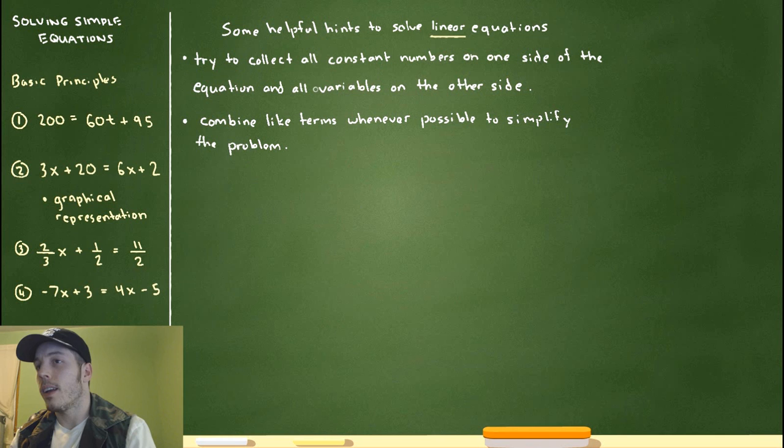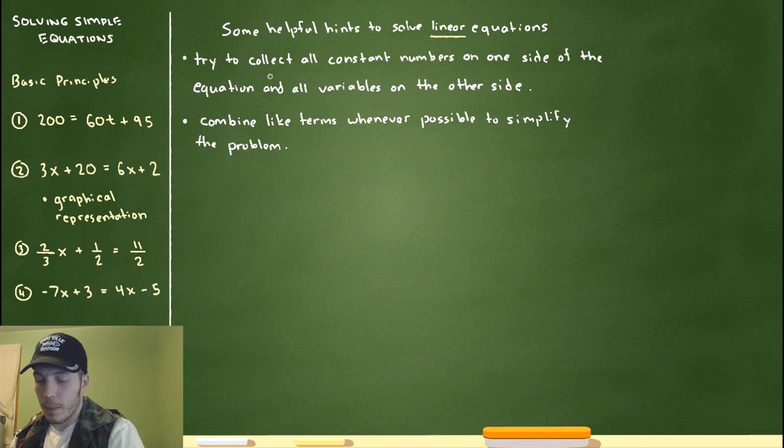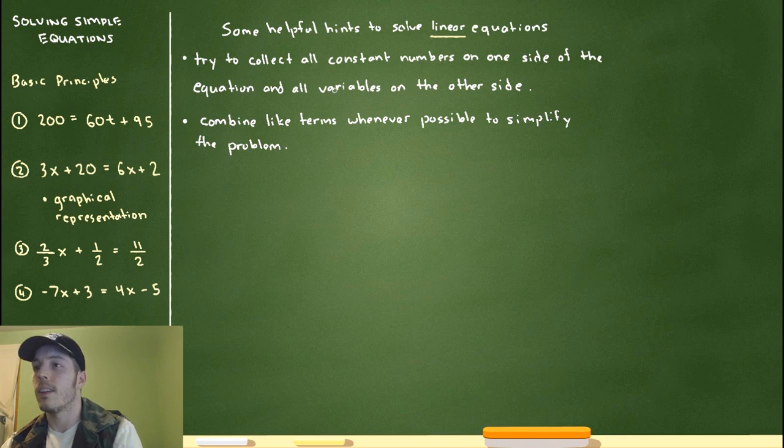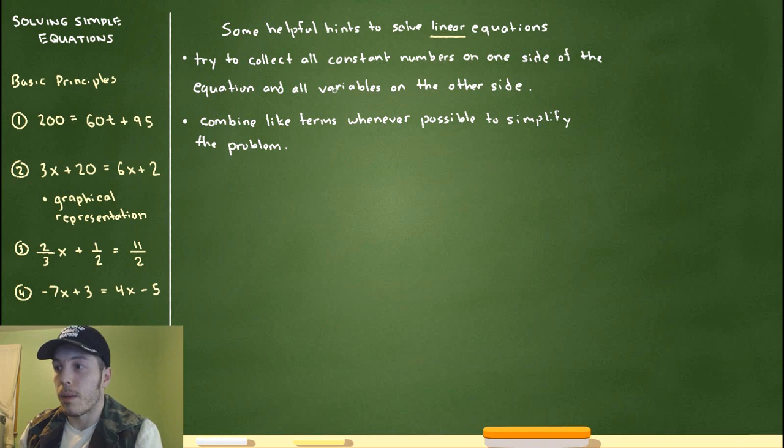Now, one idea, and again, keep in mind, there are different ways to do these. However, you just have to do a lot of problems to figure out the best way for you to do it. One idea you may want to try is to collect all the constant numbers on one side of the equation and all the variables on the other side of the equation. And next up, you want to try to combine like terms whenever possible to simplify the problem.